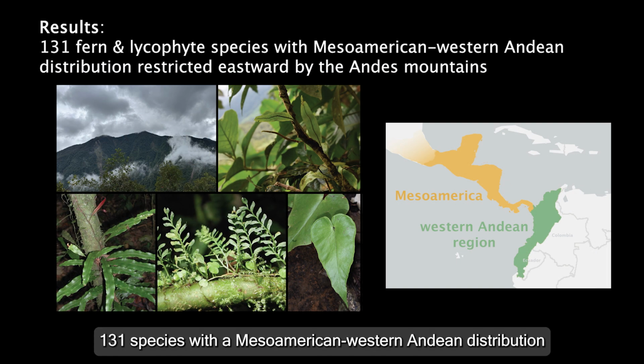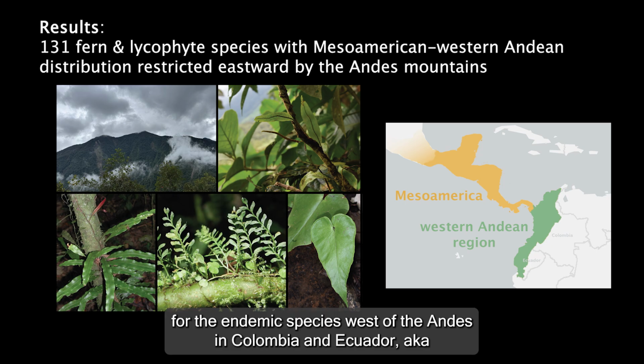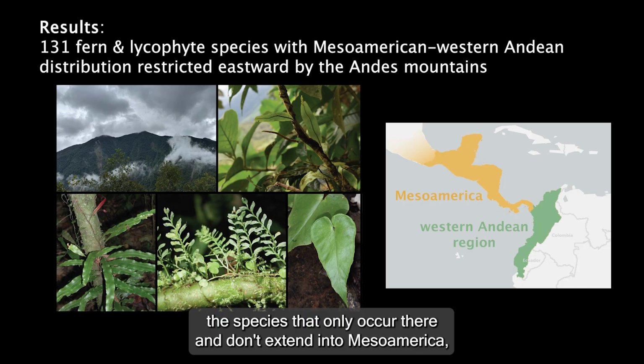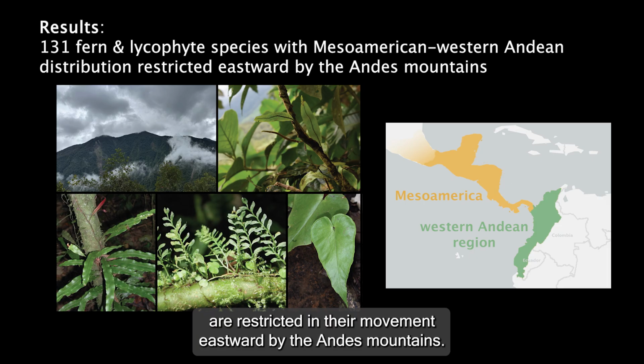We found 131 species with a Mesoamerican Western Andean distribution that are restricted eastward by the Andes. Combined with estimates for the endemic species west of the Andes in Colombia and Ecuador, aka the species that only occur there and don't extend into Mesoamerica, almost a quarter of all species in this region are restricted in their movement eastward by the Andes Mountains.